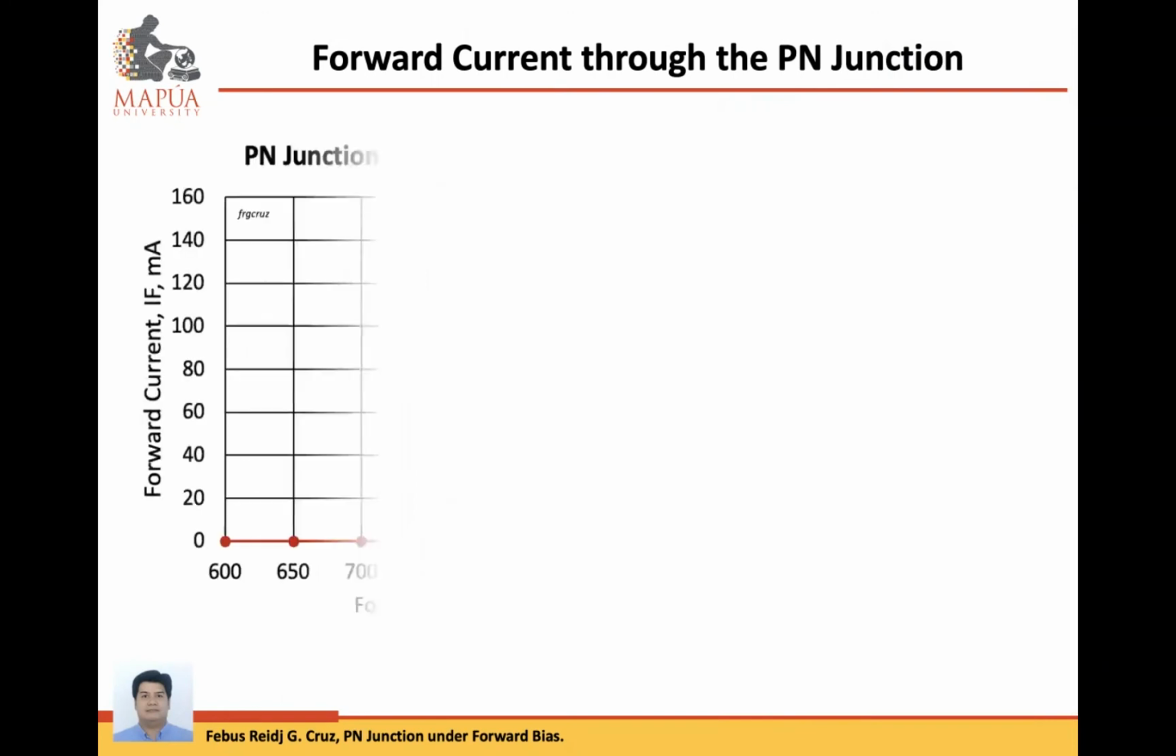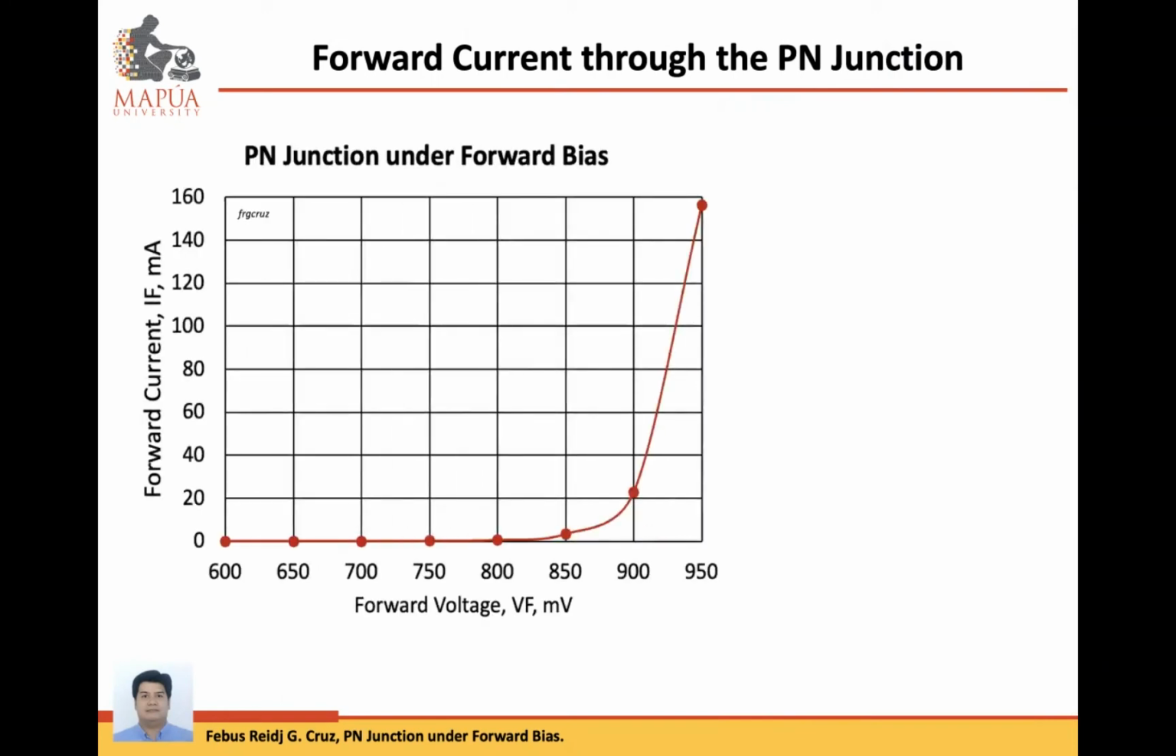So again, continuing on the forward current, I tried to use the equation and plotted the forward current of a PN junction under forward bias versus the forward voltage. You have your forward current IF in milliamperes, and on the x-axis we have the forward voltage VF in millivolts. We started from 600 millivolts going up to 950 millivolts. At some point, we can notice the exponential increase in the forward current.